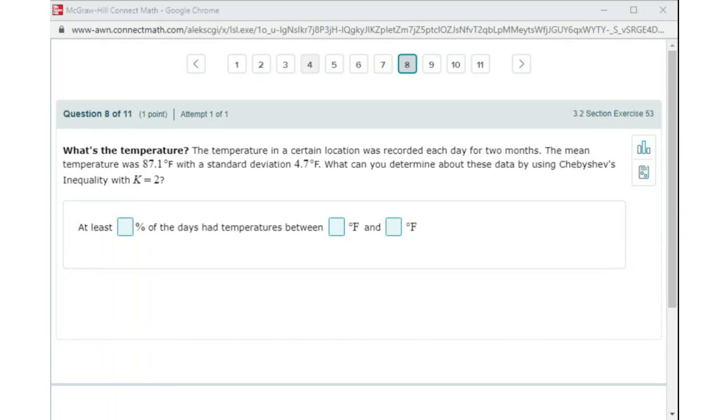All right, so the temperature in a certain location was recorded each day for 2 months. The mean temperature was 87.1 with a standard deviation of 4.7 degrees. What can you determine about these data by using Chebyshev's inequality with k equal to 2?